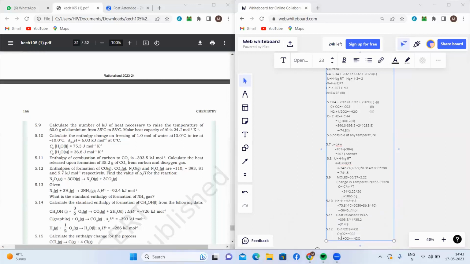We have to balance it again, so it would be half O2 only, half O2, and then the last station would be for N2O4. So again, same case from before: N2 plus O2 would give us N2O4.